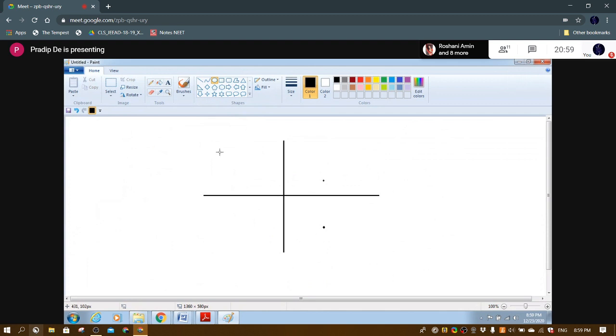If I draw the parabola, how will it look like? Somewhat like this. Yes. What is this length? That is the distance between vertex and focus.